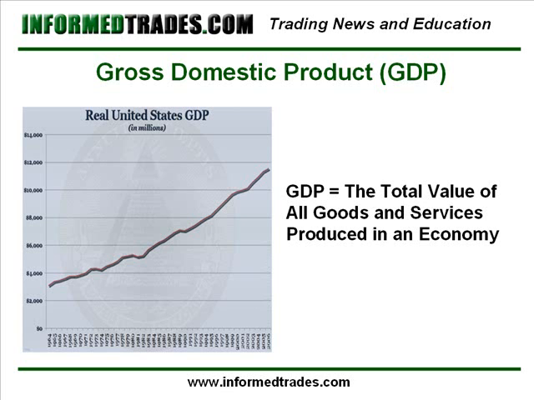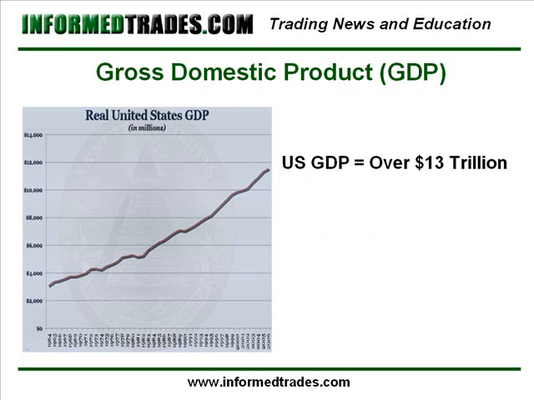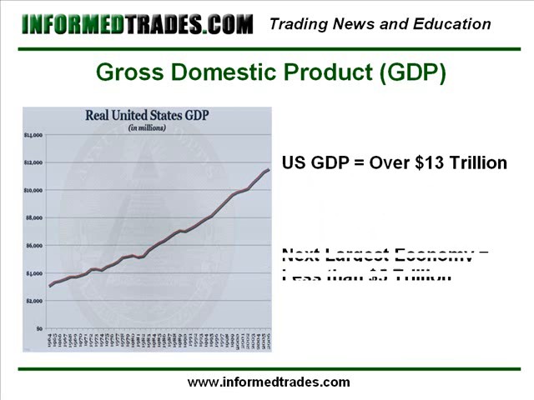To give you an idea of just how large the U.S. economy is, the 2007 GDP forecast, or estimate, for the United States is $13.7 trillion. This is in comparison to the next largest economy in the world, Japan, which has a GDP of under $5 trillion, so more than double the size of the next largest economy.